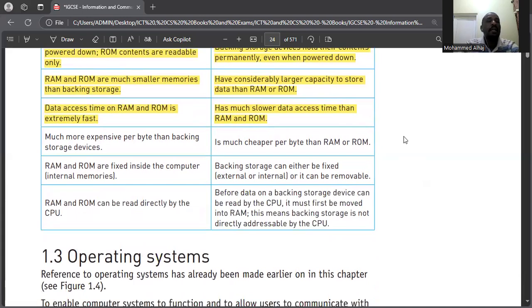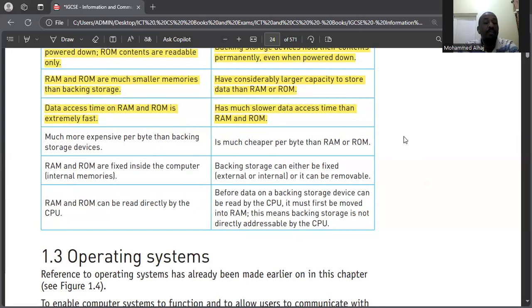Next is the cost. Primary storage devices are much more expensive if we compare them to the secondary storage devices. Backing storage is much cheaper per byte than RAM and ROM. RAM and ROM are fixed inside the computer, whereas the backing storage can be fixed either externally or internally.